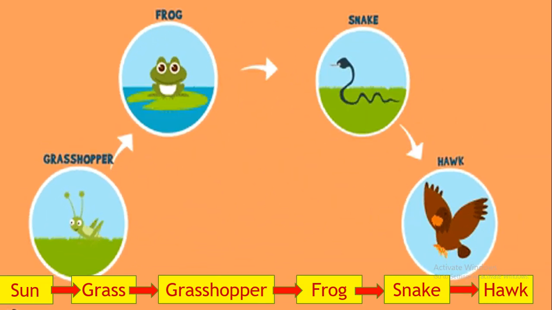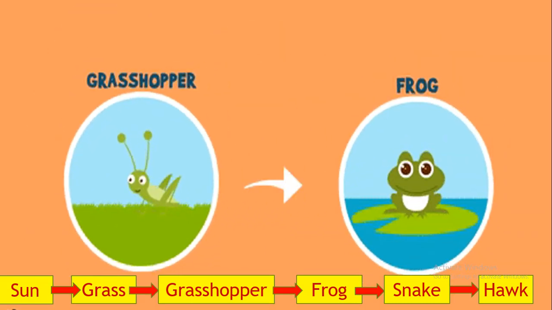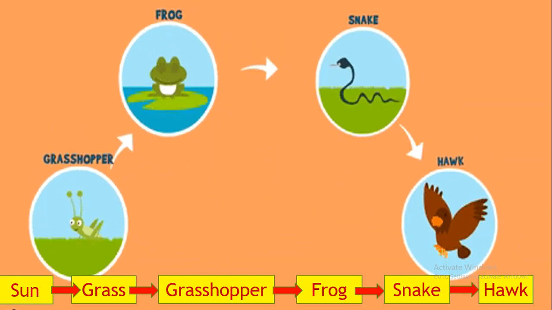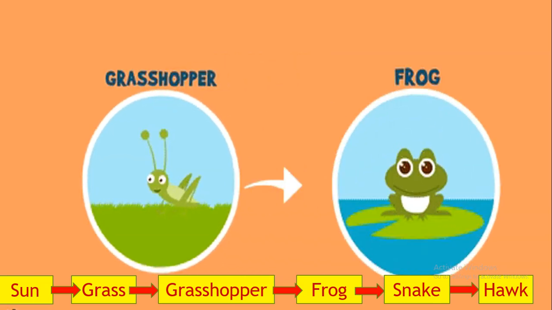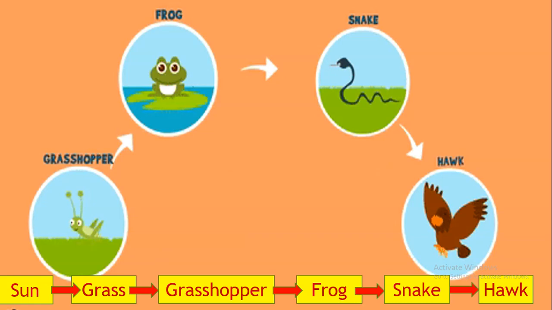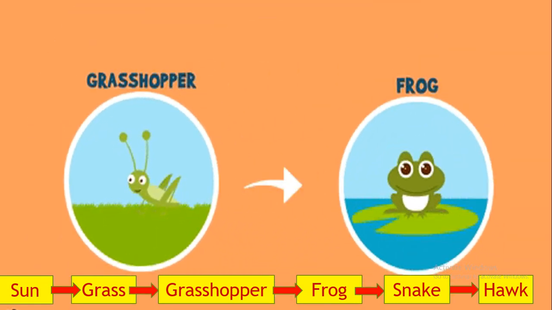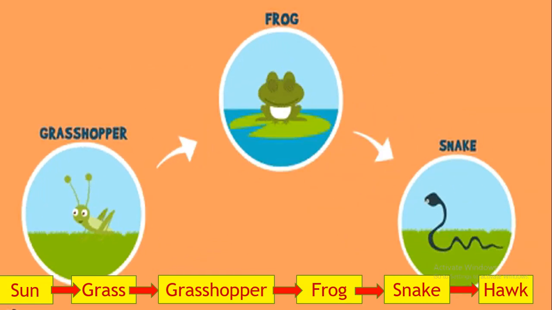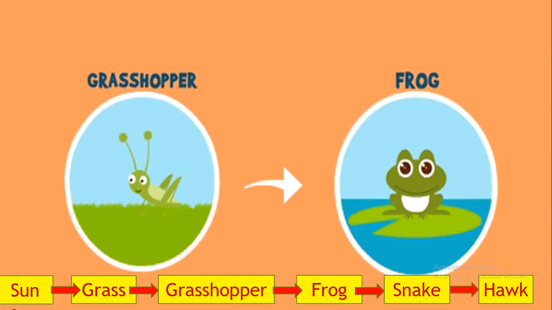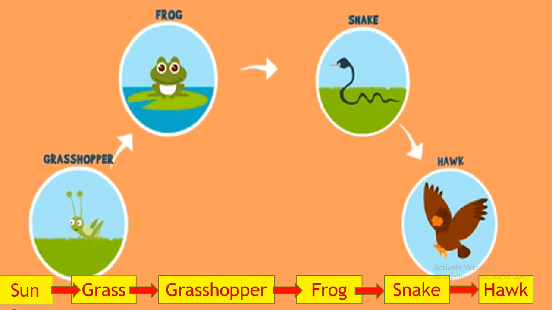Again, a food chain starts with the sun. Grass gets its energy from the sun. It travels to the grasshopper. Then it travels to the frog. Then it travels to the snake. And finally, it travels to the hawk. Okay? So, always begin with the sun, then put the plant or the producer, plant, grass, algae.